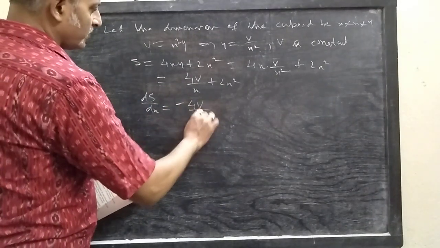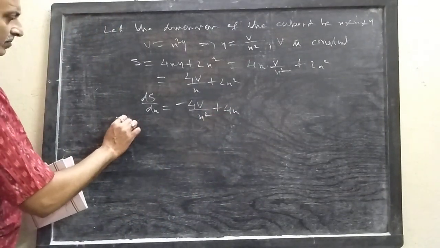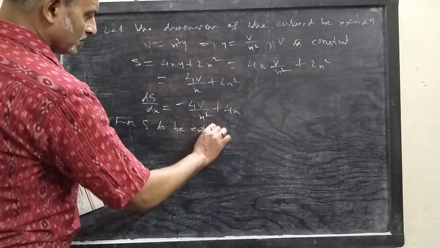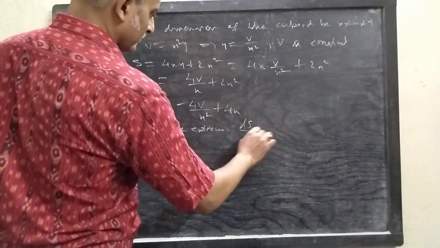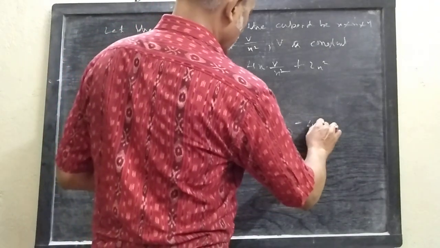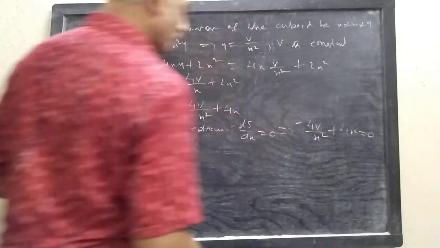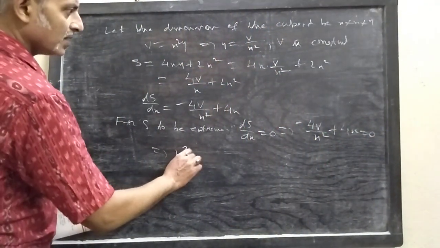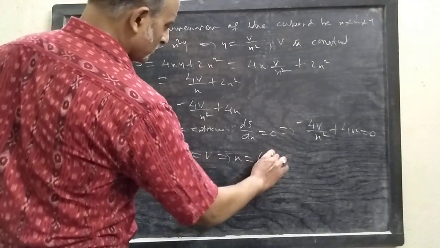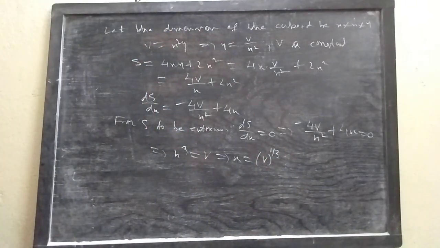This will be minus 4V by x square plus 4x. For S to be extremum, dS/dx equals 0. That implies minus 4V by x square plus 4x equals 0. That implies x cube equals V. That implies x equals V to the power 1/3. Now find d2S/dx2.